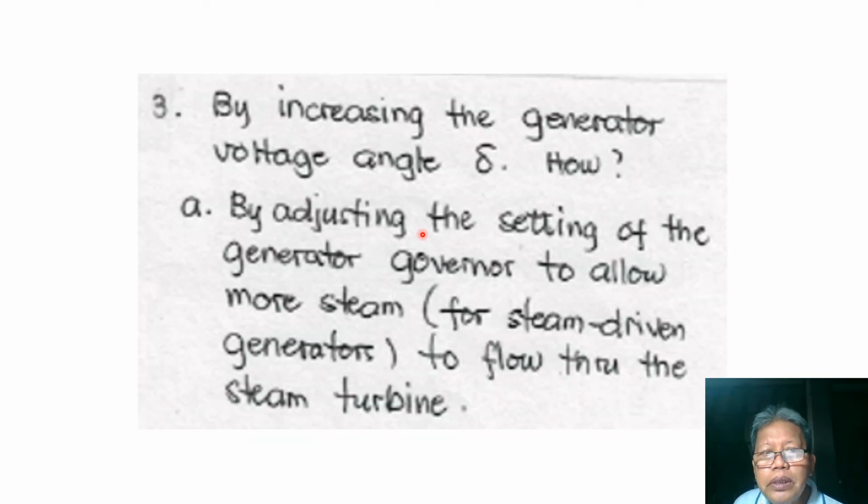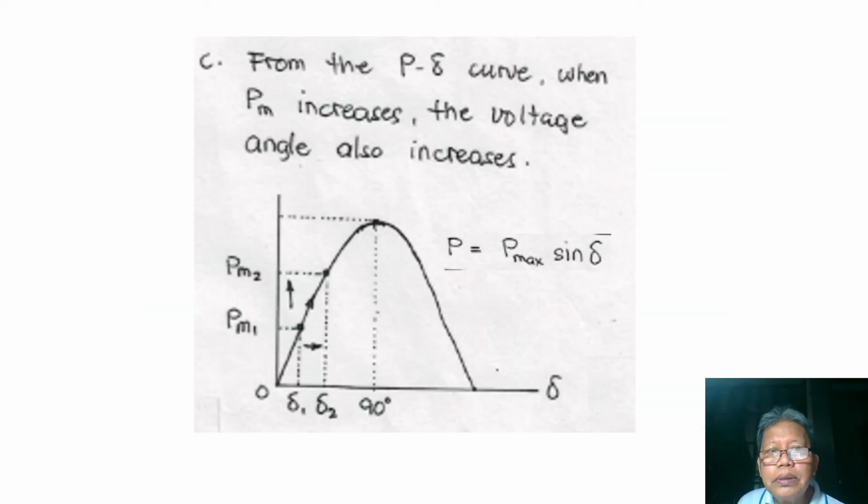Now, the third way is by increasing the generator voltage angle delta. And how? To do this, by adjusting the setting of the generator governor to allow more steam, for a steam-driven generator, to flow through the steam turbine, we can also increase the power that can be delivered by our generator.